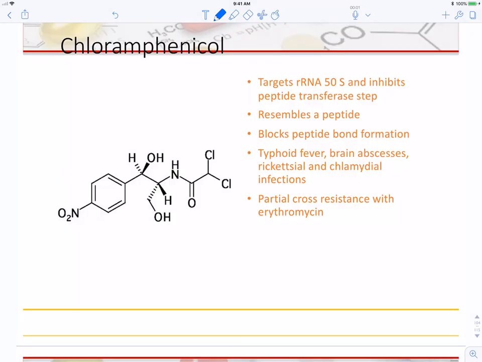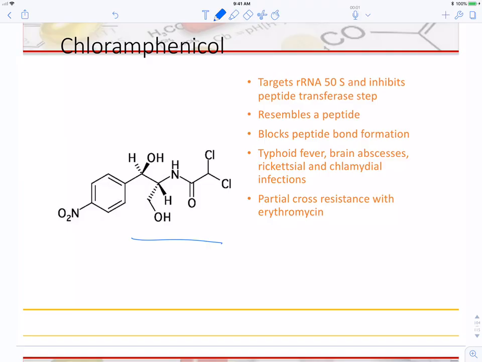The last one that we'll cover is chloramphenicol, which also targets the large unit and inhibits the transfer of the peptide in the formation of the new peptide bond. It works because it kind of resembles a peptide, and so kind of mimics that unit. It is selective for the bacterial ribosome and not for the eukaryotic one.